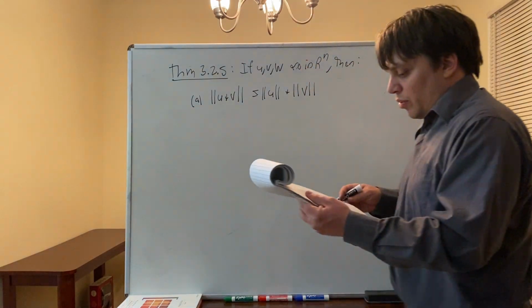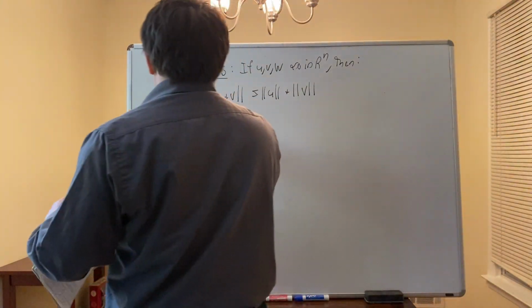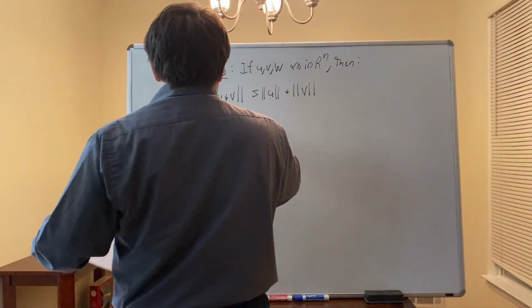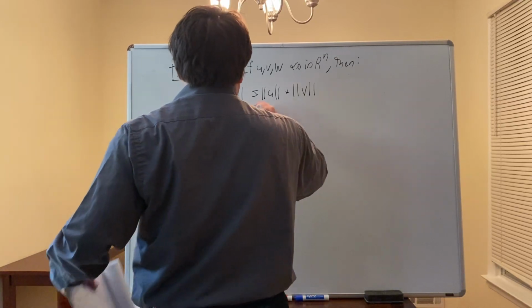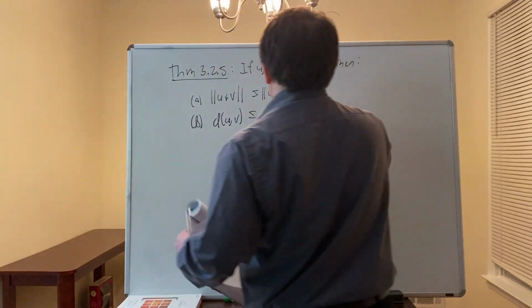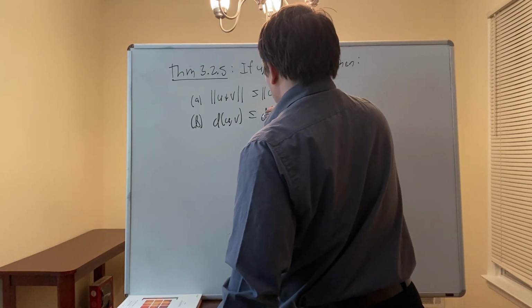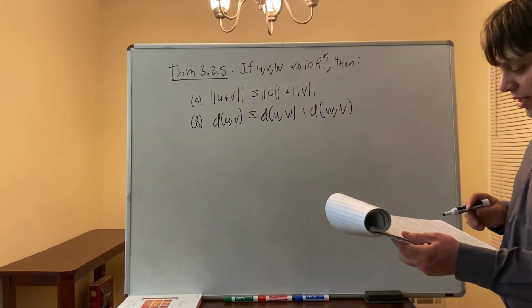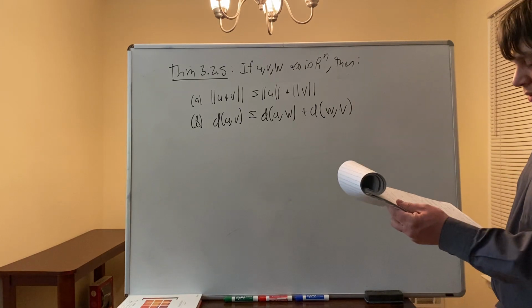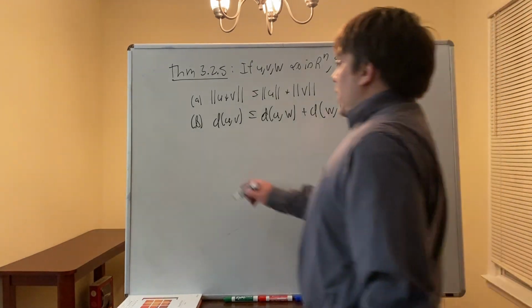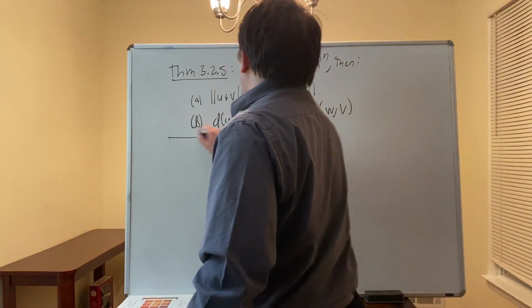So this is the triangle inequality for vectors, but you don't need to know the name. And part B: the distance between U and V is less than or equal to the distance between U and W plus the distance between W and V. And this is the triangle inequality for distances. Okay, so that's theorem 3.2.5.